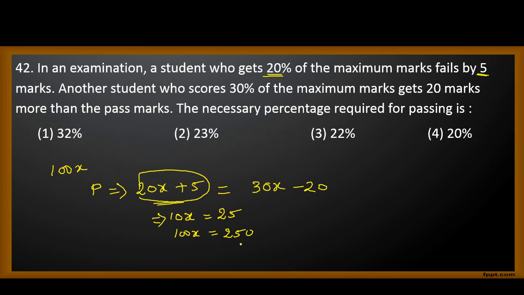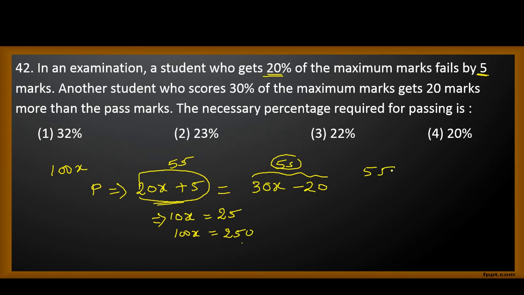So 20% of 250, 20x, is nothing but 50, plus 5, 55. Even if you substitute here also you get the same thing. Okay, 10x is equal to 25, 30x is equal to 75, 75 minus 20, 55. Both cases are satisfied.